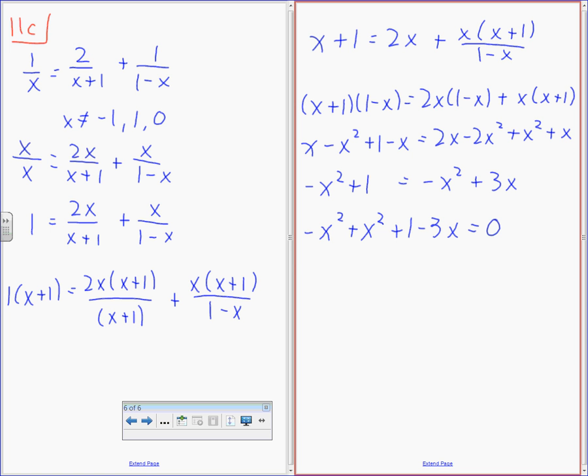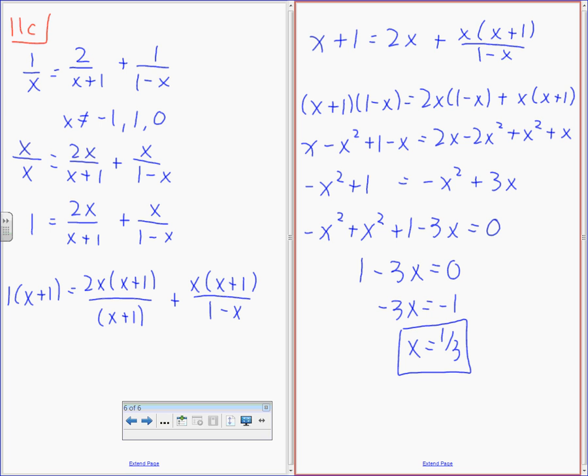Brad, sorry, you're in the front row and I'm picking on you today. What's negative x squared plus x squared? 0, so just nothing. Okay, so you're left with 1 minus 3x equals 0. Negative 3x is negative 1. X equals 1 over 3. Okay, that's wicked cool, awesome. Don't mind me saying so.